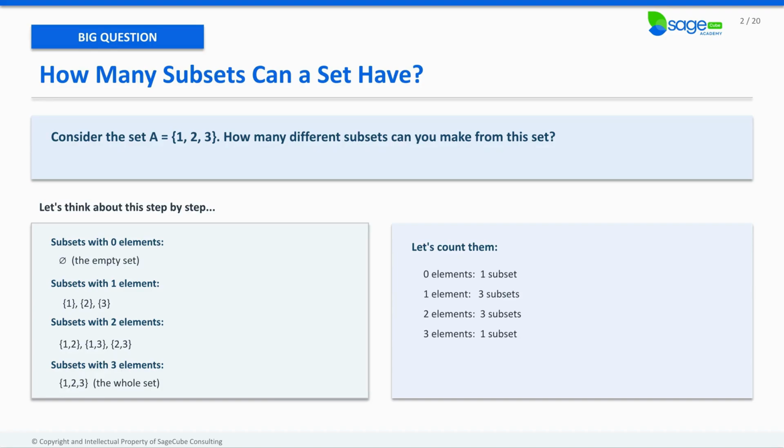So let's count them together. 0 elements gives us what? 1. Then here we have 1, 2, 3, making 4. Then here 1, 2, 3, making 7. Then the whole set, 8. So 8 subsets. But why 8? And could we have predicted that without listing everything?